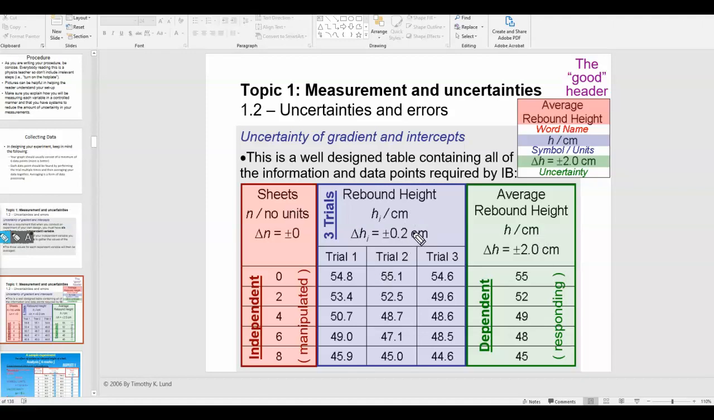Not being in SI units is fine as long as you're in some type of unit that makes sense. And so rebound height in centimeters makes sense here because the height is relatively small. Also notice that the uncertainty is given as plus or minus 0.2 centimeters.